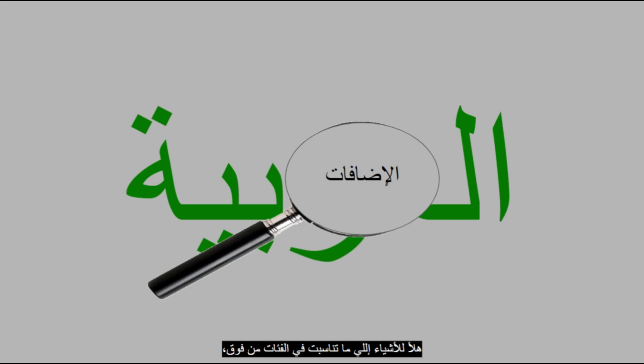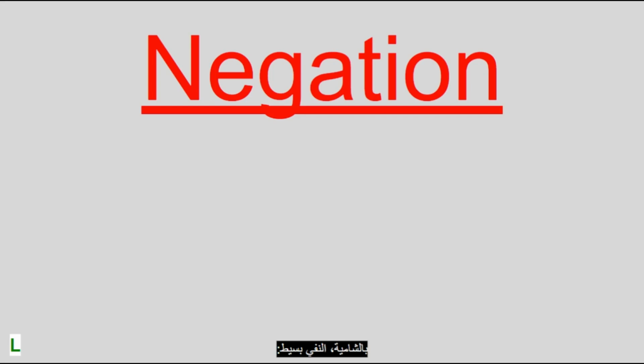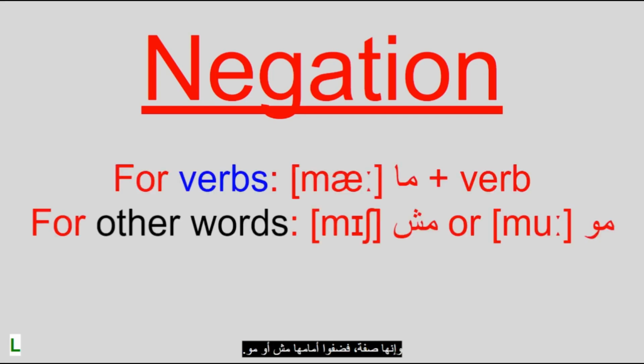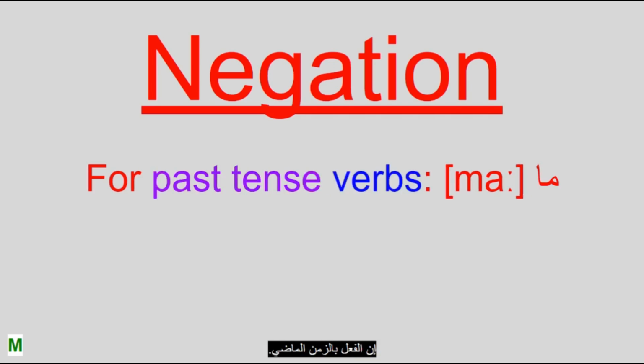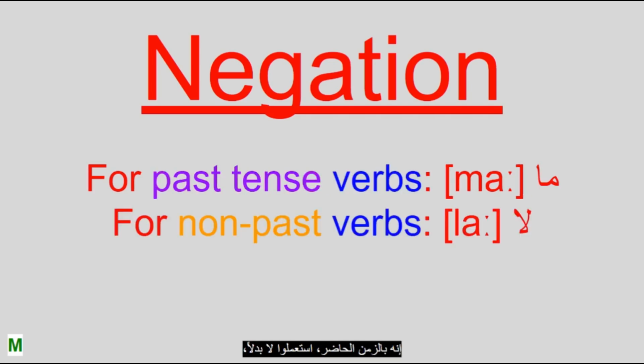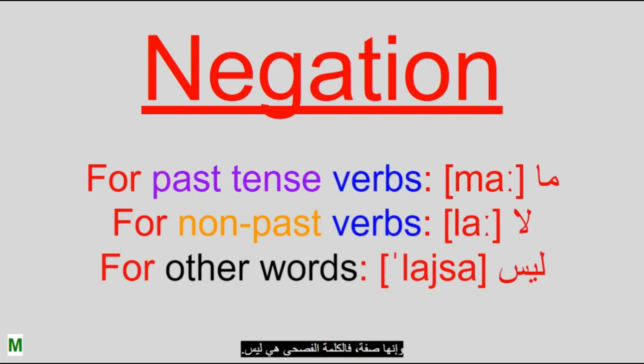Now for stuff that didn't fit into the above categories, I'll talk about negation. In Levantine, negation is pretty simple. If it's a verb, put ma before it, and if it's an adjective, put mish or mu before it. In MSA, the system's a bit more complicated. To start, you can still use ma if the verb is past tense. If it's present tense, use la instead, and if it's an adjective, the MSA term is laysa.